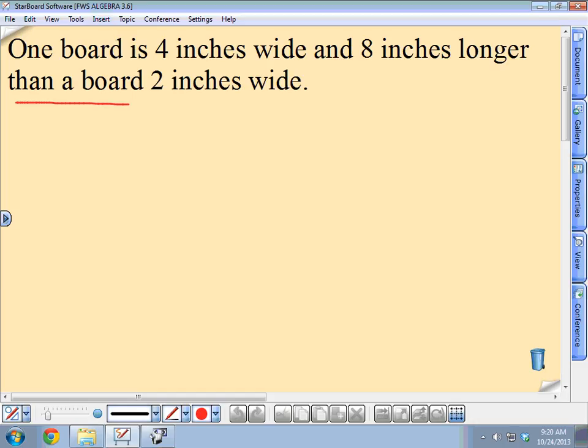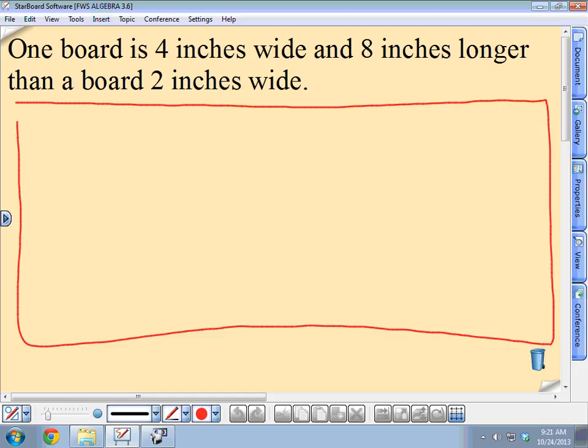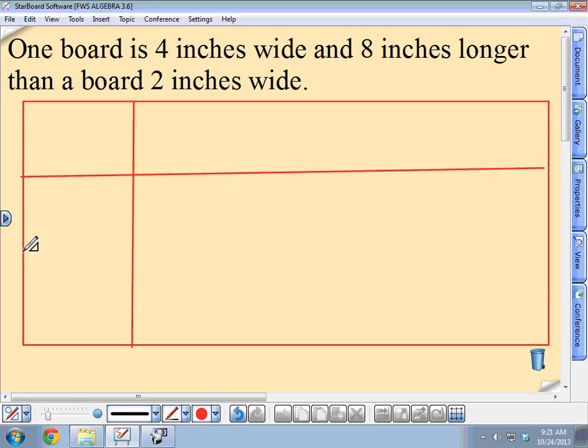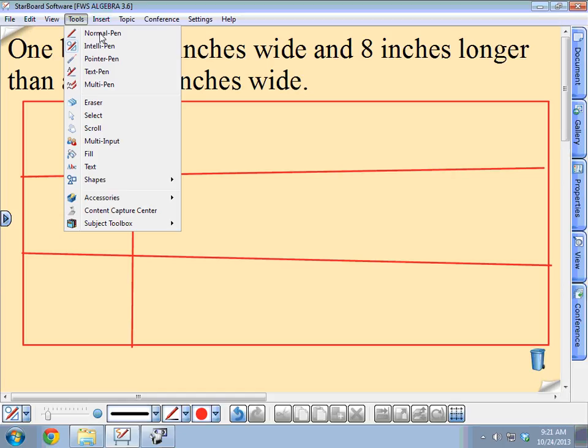So let me make a chart here. You have an intelligent pen? I do. Okay. So let me make some charts here. And the first thing I want to put in my chart is what's involved. So what are we talking about here? What things are we talking about in this problem? We're talking about 4, 8, and 2. Well, not the numbers. What type of things are we talking about?